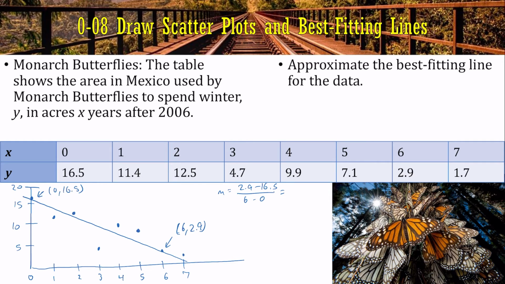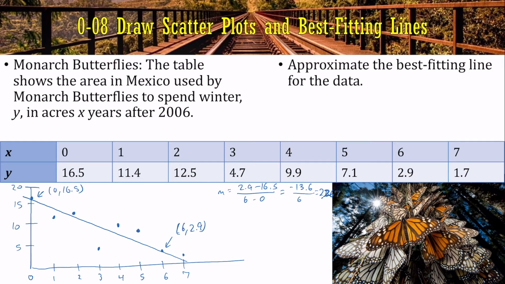All right, so 16.5 minus 2.9. Oops, sorry, that's backwards. Negative 13.6 divided by 6. It's about 2.6. Sorry, 2.267.